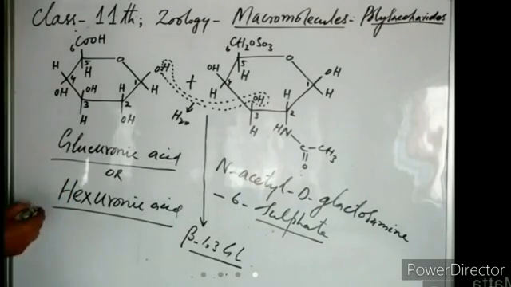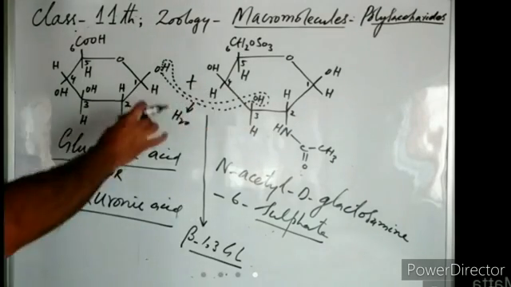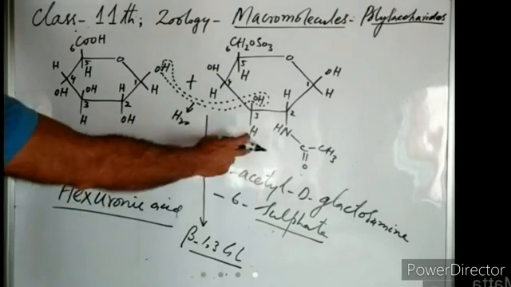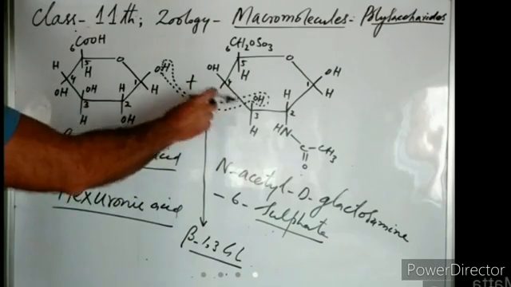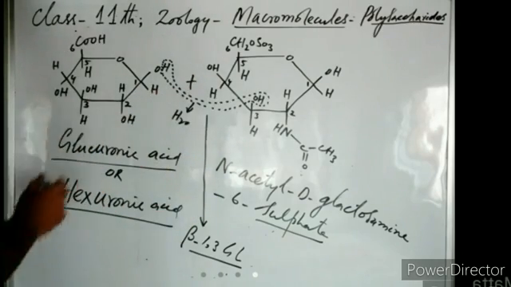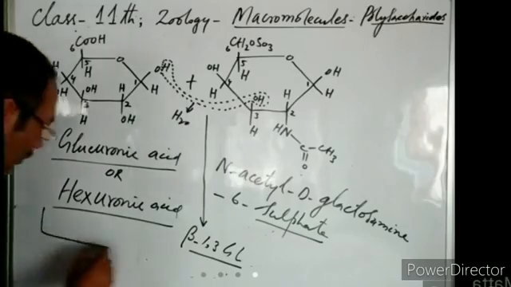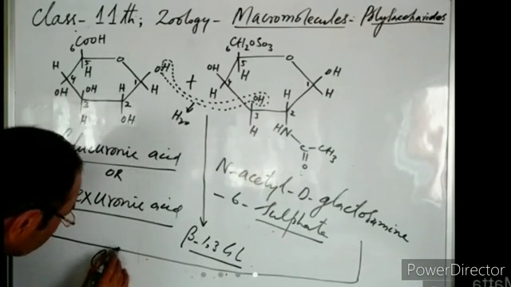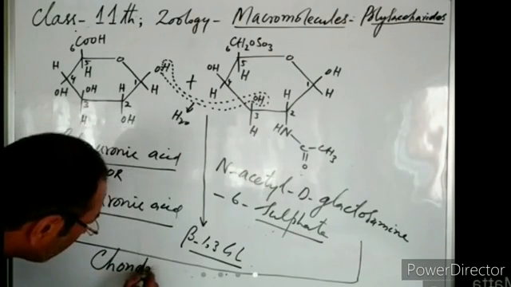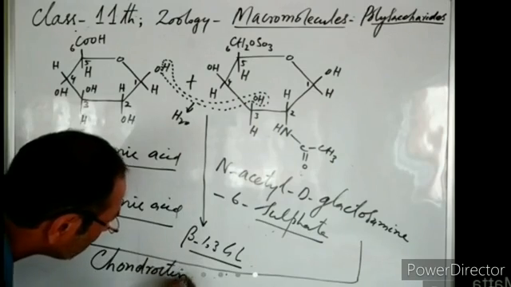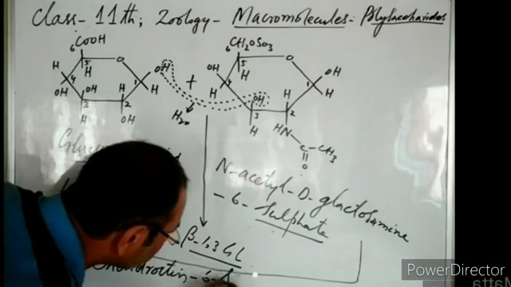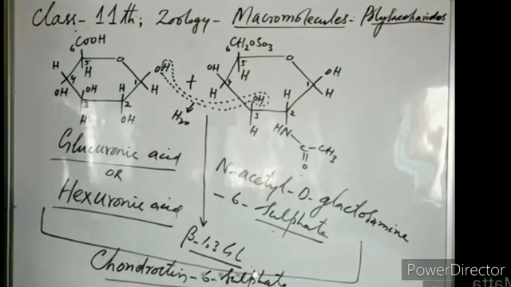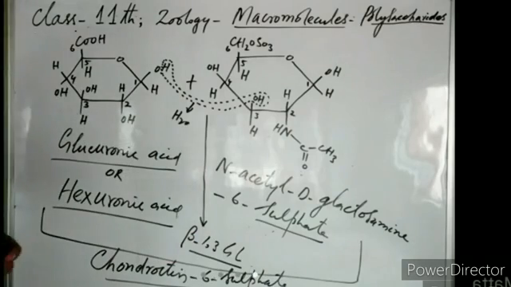And this disaccharide, which is formed by joining these two monosaccharides. This is one monosaccharide, this is another monosaccharide. They combine and form a disaccharide. And this disaccharide is known as chondroitin 6 sulfate, right? So one disaccharide is formed.